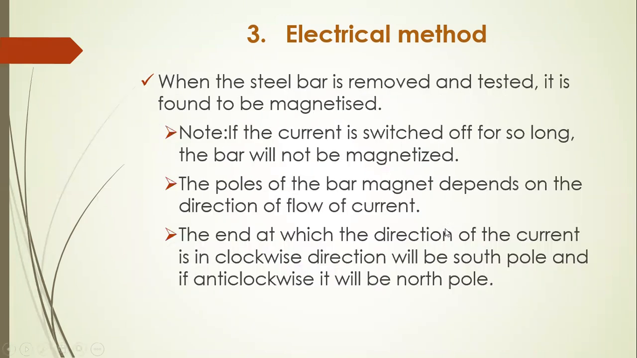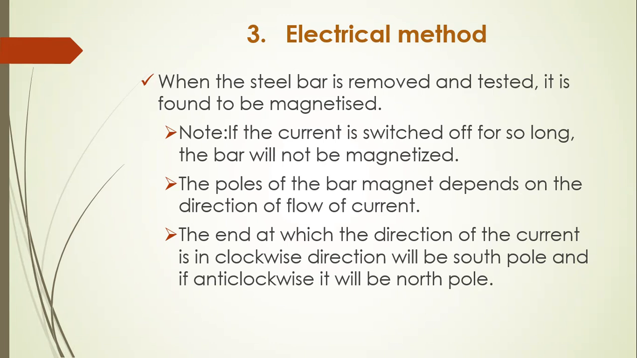So when the steel bar is removed and tested after some time of repeatedly switching on and off, it is found to be magnetized. Now you have to note that if the current is switched off for so long, the bar will not be magnetized. So the switching on and off has to be simultaneous and within a break of a little time.